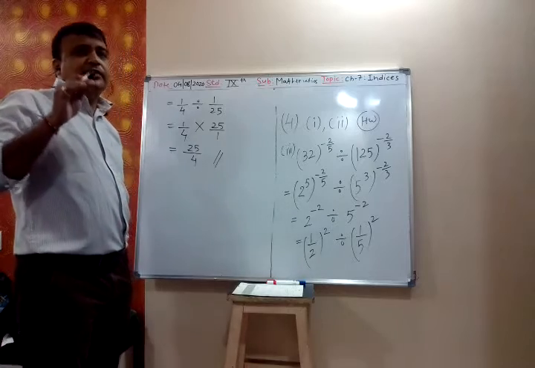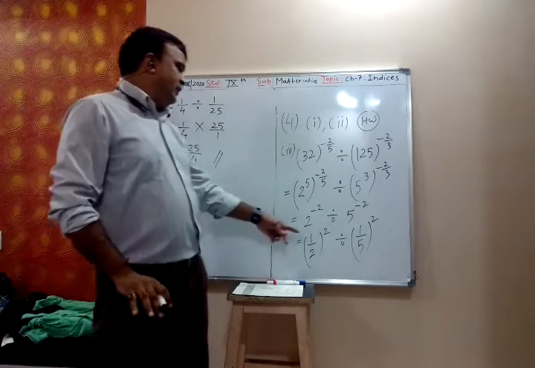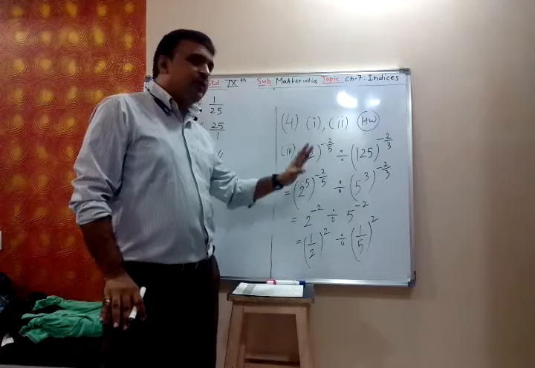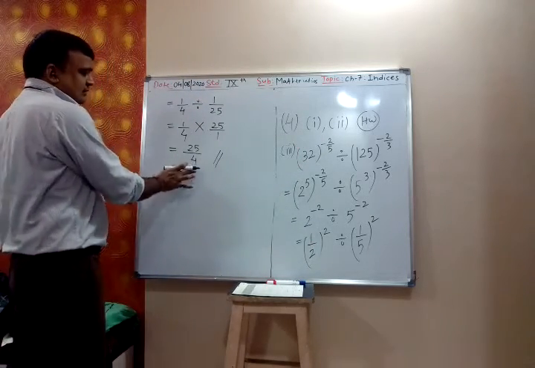No, not fine. Further you have to... Even if you directly write 1 upon 2 raised to 2, no problem. But you have to simplify further. You have to get this answer 25 by 4.